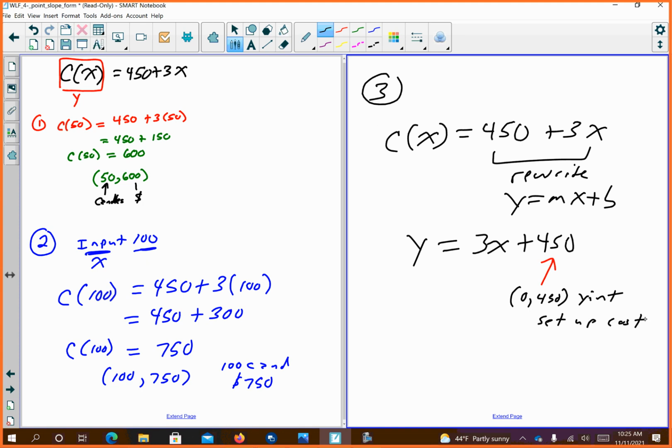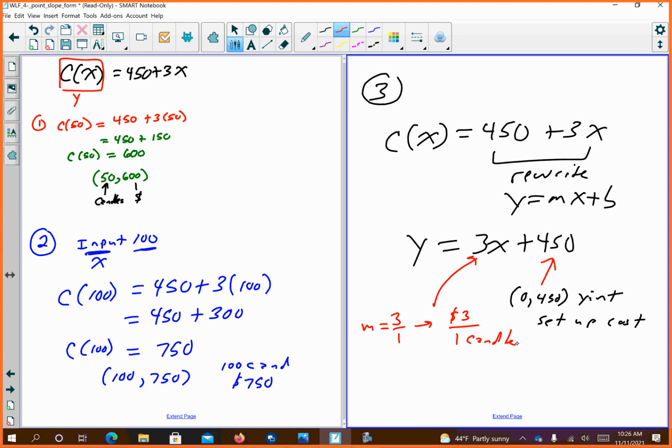Like your setup cost is $450. Before you even made your first candle, you've already invested $450. Whether that means it's buying the wax and the wicks and the scents and all those kind of things, and whatever the company preliminarily needs to set up. And then this 3 here is our slope. So I'm going to take our slope and make it a fraction. So this means that each candle is $3 per one candle. So it costs me $3 for each candle I make, however I make it.